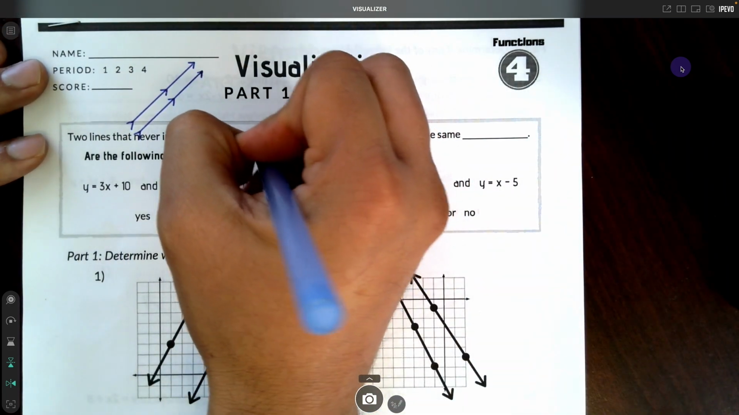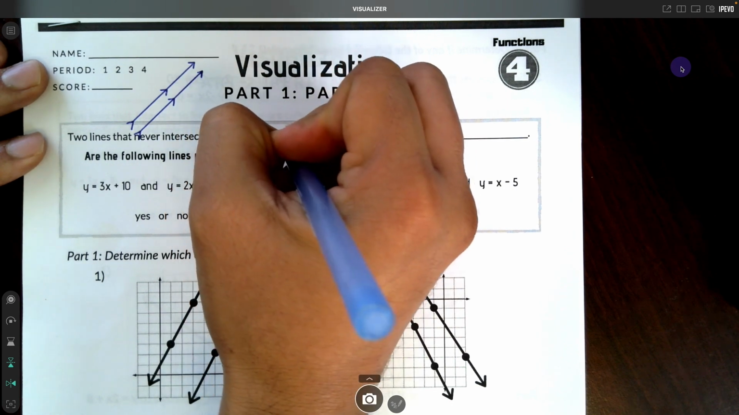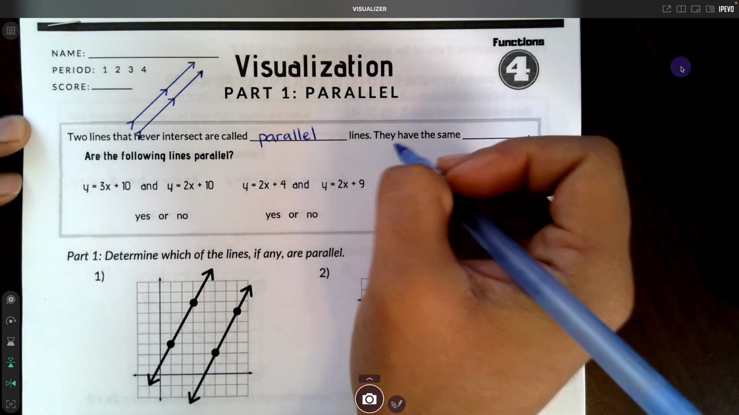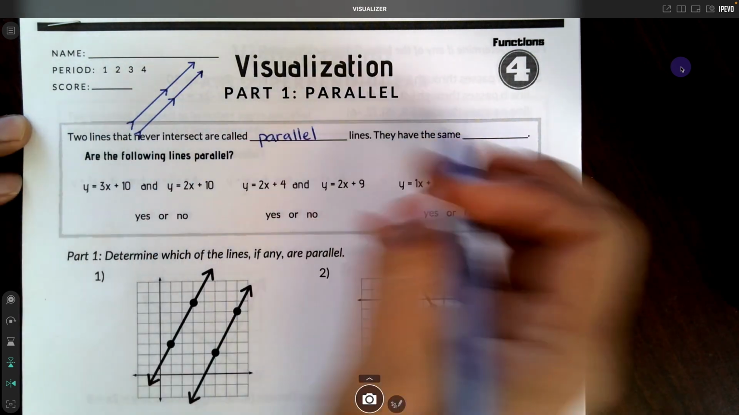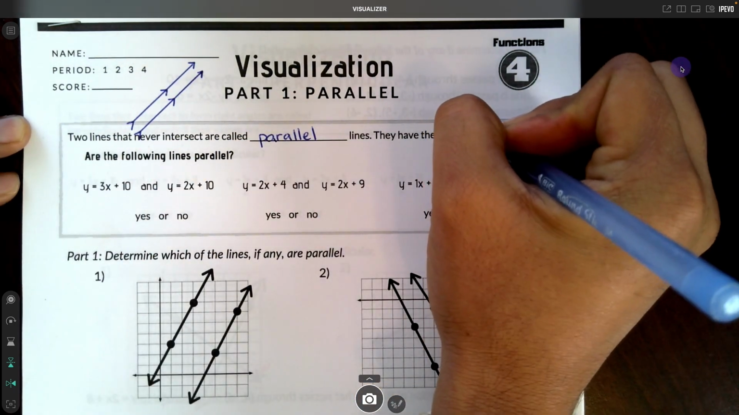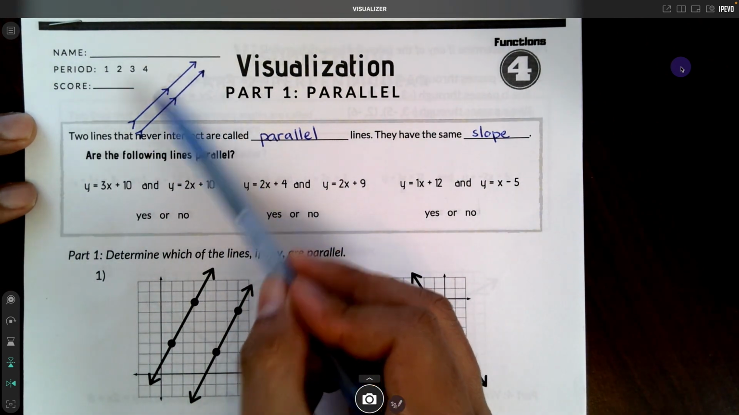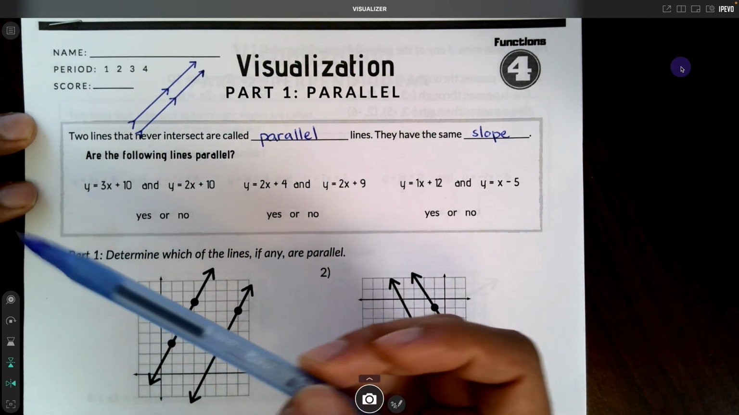So let's go ahead and write down the word P-A-R-A-L-L-E-L. What's unique about them is that they have the same slope. Because they have the same slope, they're never gonna touch. They have the same pattern.